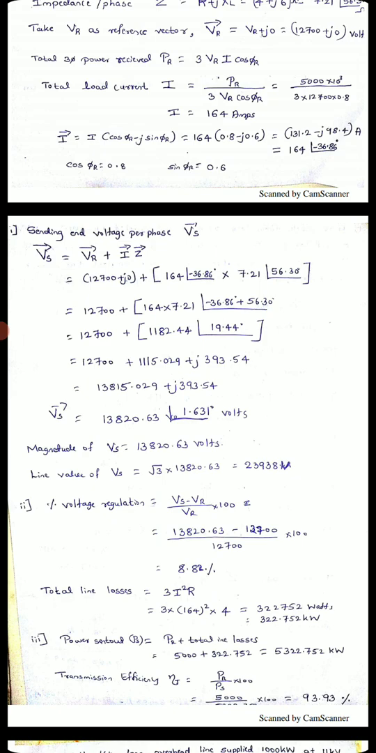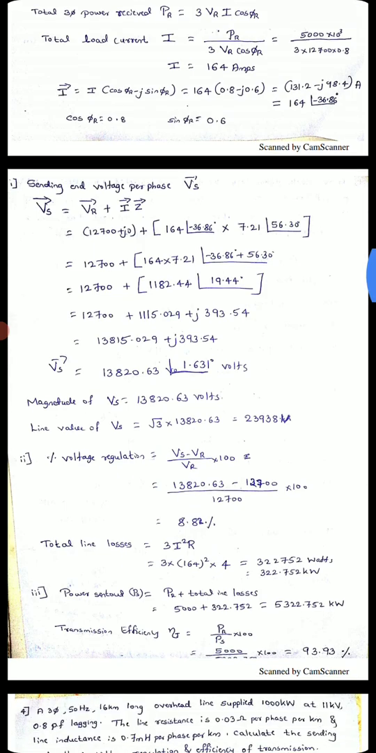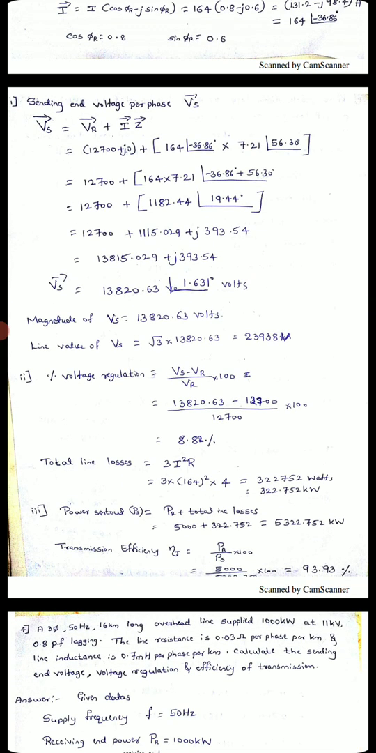Total line losses is 3I²R, because it is 3 phase, I is 164, R is 4. We get 322.752 kilowatts as the losses. So power sent is power at receiving end plus total losses. It is 5000 plus 322, so we get 5322.752 kilowatt. Efficiency is given by PR by PS. We get 93.93% as the efficiency.